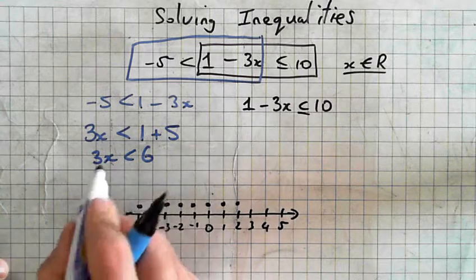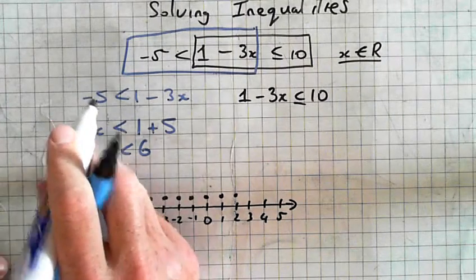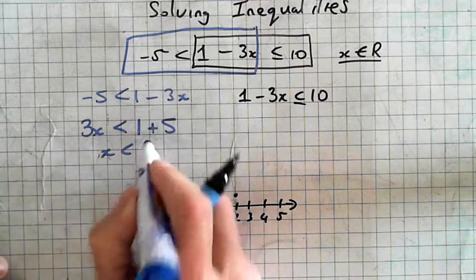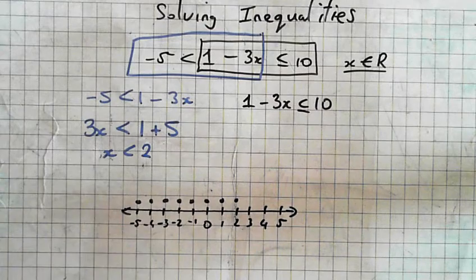Divide both sides by the number in front of the x. Divide both sides by 3. 3 into 3 goes once. 3 into 6 goes twice. x less than 2. Now we'll do the right hand side one.